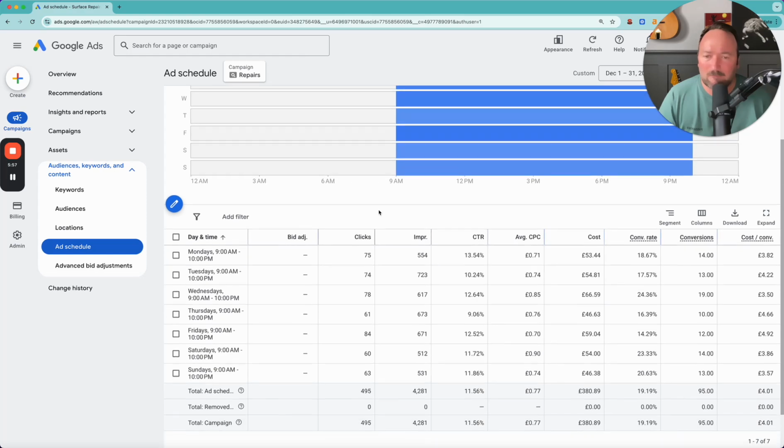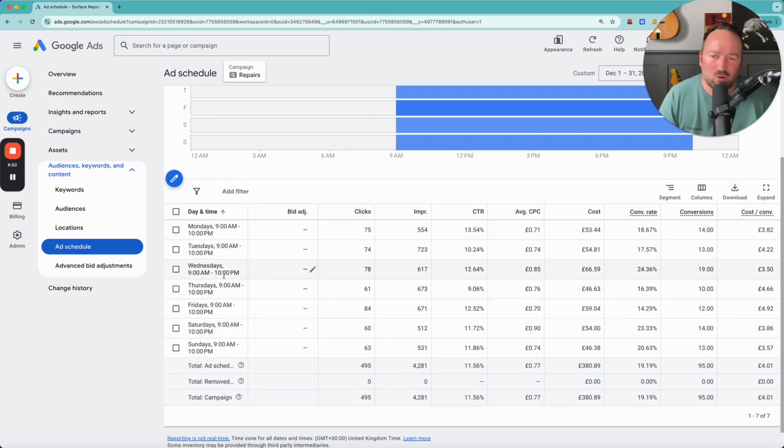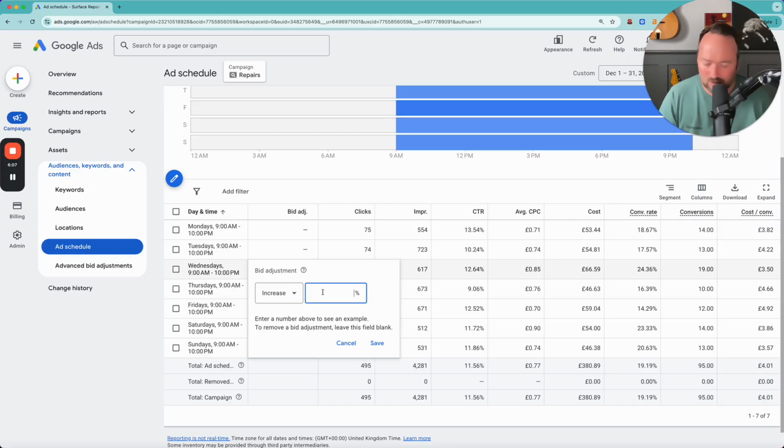One final thing. This bid adjustment is quite good. You could say, if I think Wednesday is a great day, I'm going to give Google Ads permission to increase the bid by 10%. And it shows you a little example of the increase in cost there. Or you can say, I'm going to decrease it by 10% or 50%. So you can really tweak your bidding per day as well, which is really cool.